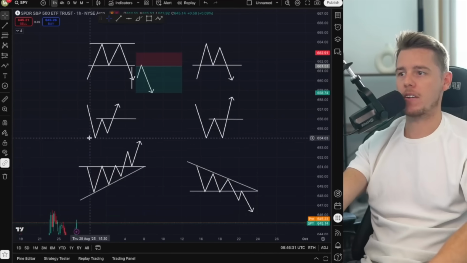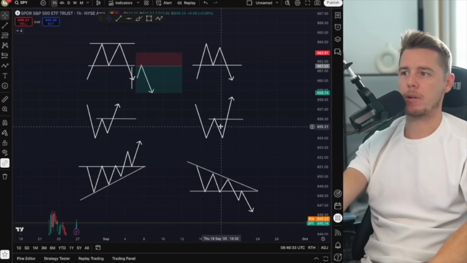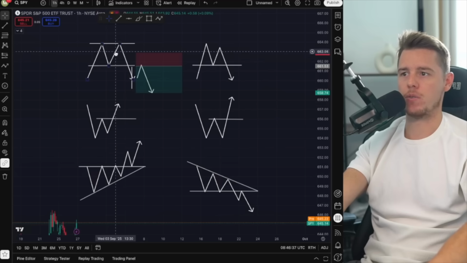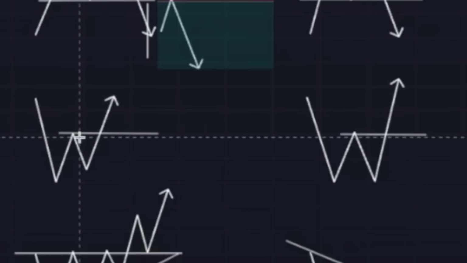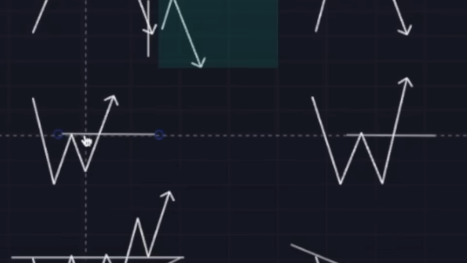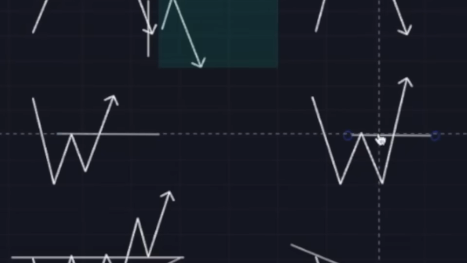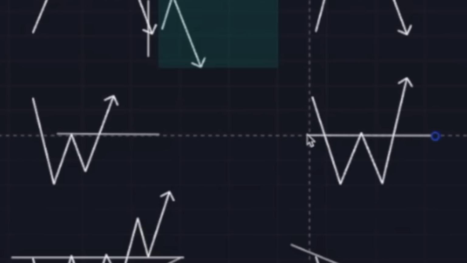The W pattern or the double bottom pattern is a bullish sign of reversal. So price tested support twice and bounced back. Same concept: wait for the break of the neckline. The neckline would be like this line here and also here. So we can also point it out like here.